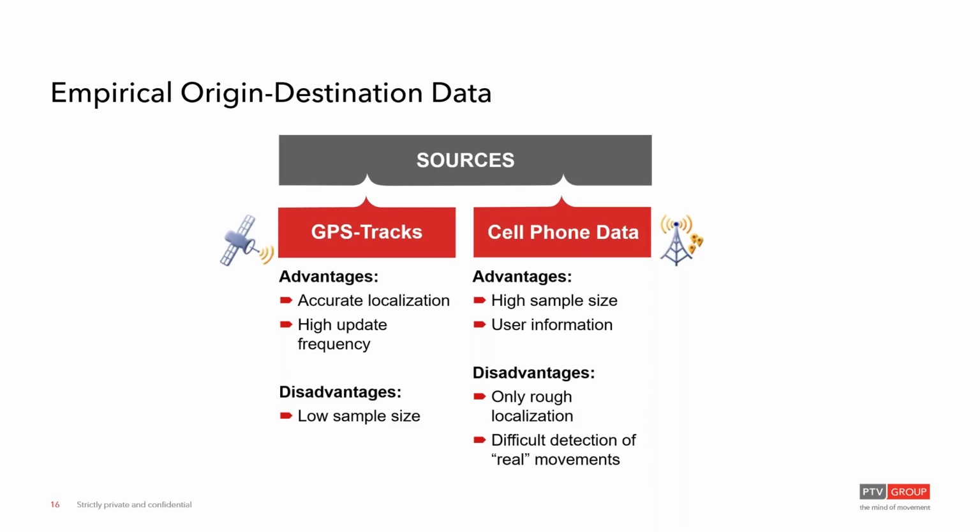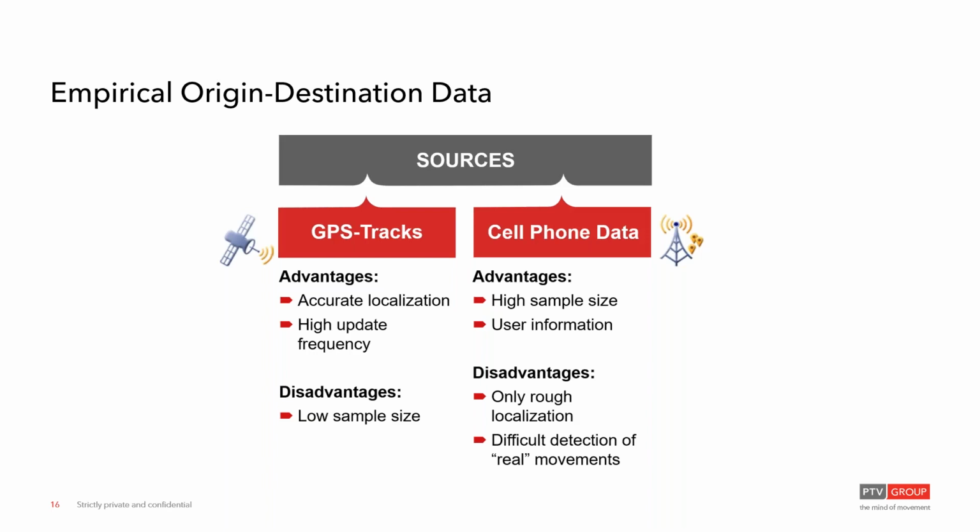The advantages of the GPS tracks are that it is possible to localize the cars or the people very accurately, and it has a high update frequency. Normally we have a position every second or every 2 seconds out of these data sources. The disadvantage, of course, is that the sample size for OD is rather low.